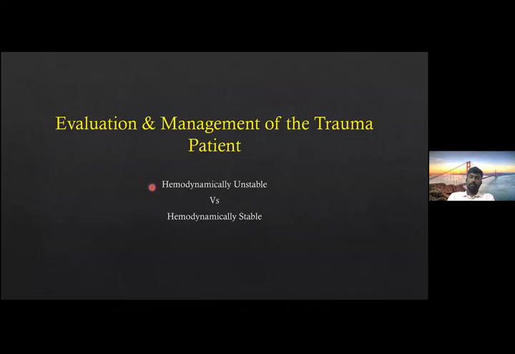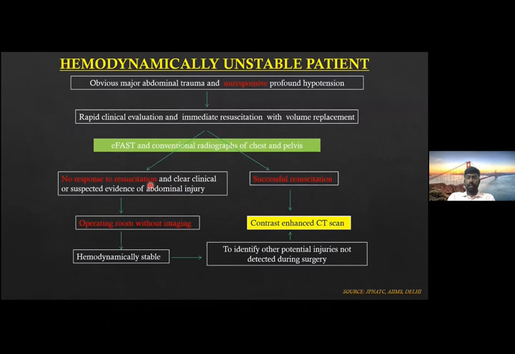Now coming on to the evaluation and management of the trauma patient, all of these abdominal trauma patients are divided into two groups, whether they are hemodynamically unstable or stable. So in a hemodynamically unstable patient with unresponsive profound hypotension, we do an EFAST and conventional radiographs of the chest and pelvis, AP view in supine, to look for hemoperitoneum, and the patient is taken for surgery, imaging and stabilized with damage control surgery.